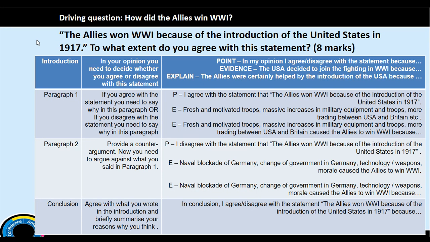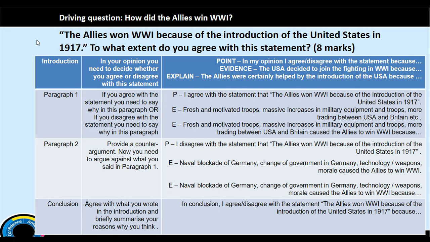And in the third column, you have point, evidence, explain. Your point with your introduction: in my opinion, I agree/disagree with the statement because. Your evidence: the USA decided to join the fighting in World War I because. Your explain: the Allies were certainly helped by the introduction of the USA because.